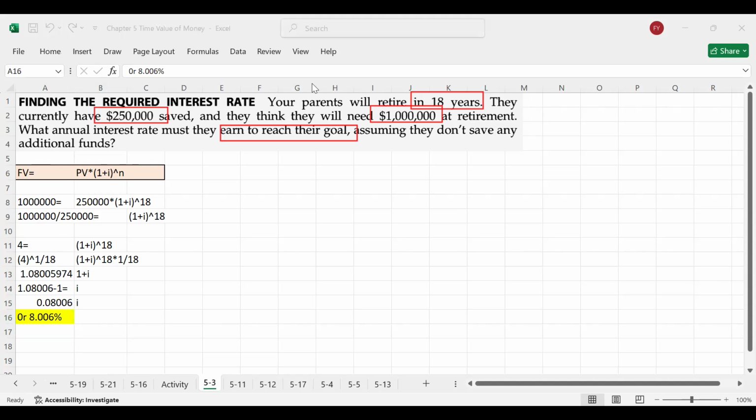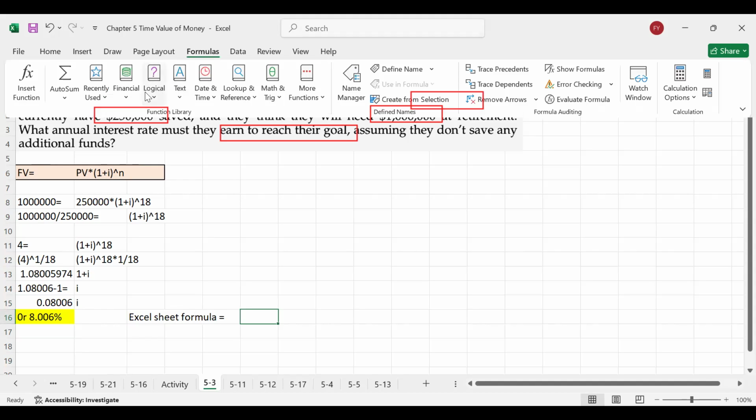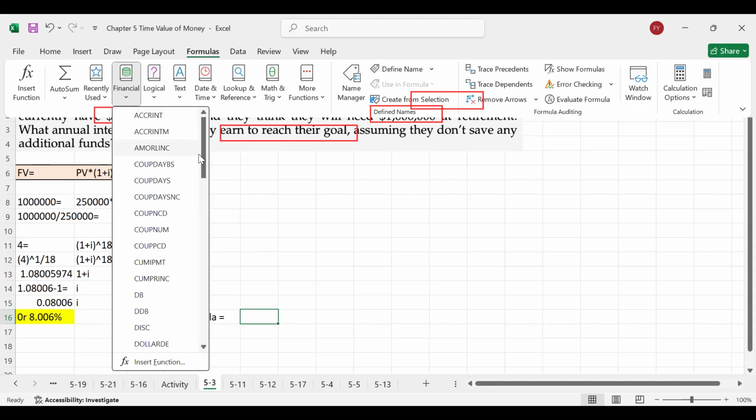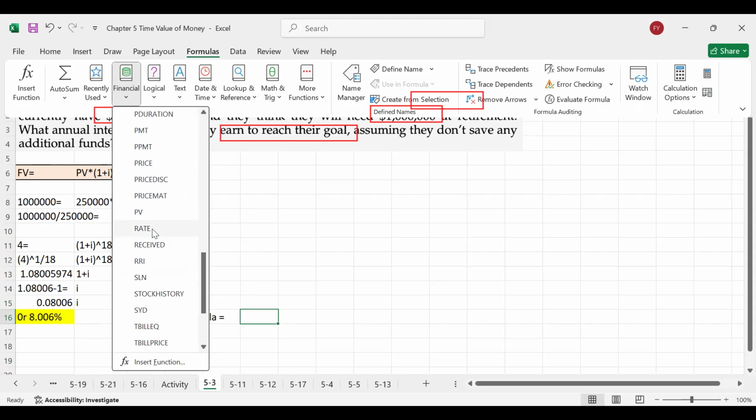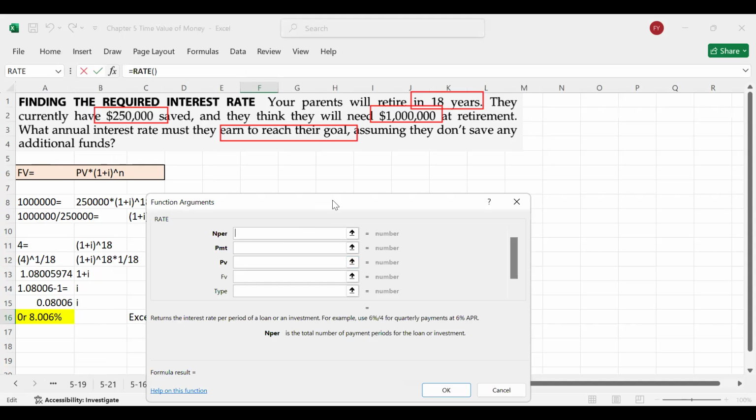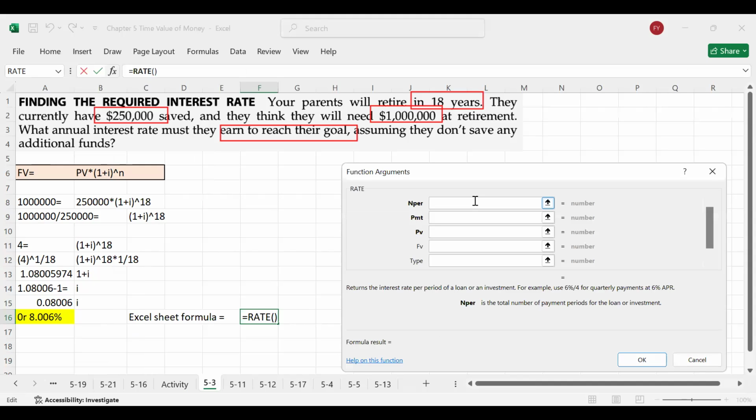Now, as we are solving this problem on the Excel sheet, you can directly find it with the help of Excel financial formulas. How can we find it now? You can see here, we go to the Formulas tab, then the Financial category, and what we are going to find out is the interest rate, or you can say RATE. So here we have this RATE. NPER means the number of time periods or the total number of payment periods, which is 18 years.